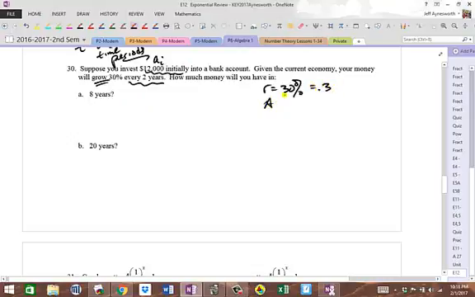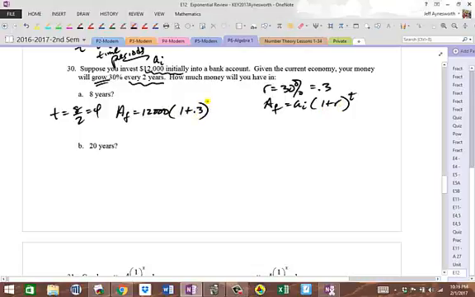I'm going to be using this function here: A sub f is equal to A sub i times 1 plus r, because we're growing the money, to the t power. So here, how many 2-year periods in 8 years? 8 divided by 2 is 4. There's 4 2-year periods, and that should make sense. 4 times 2 is 8. So A sub f is equal to your initial investment, $12,000, times 1 plus, because it's a growth situation, 0.3, to the 4th power. You want to take this number and raise it to the 4th.